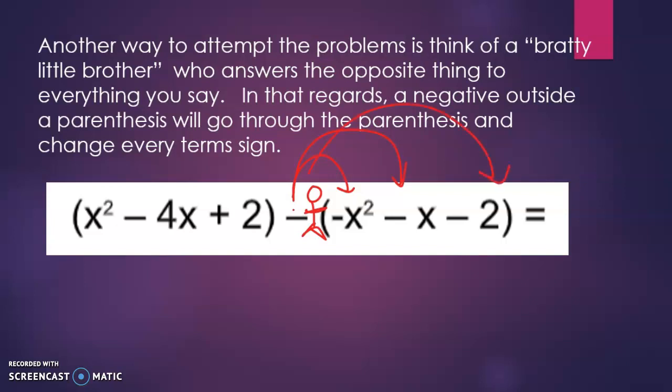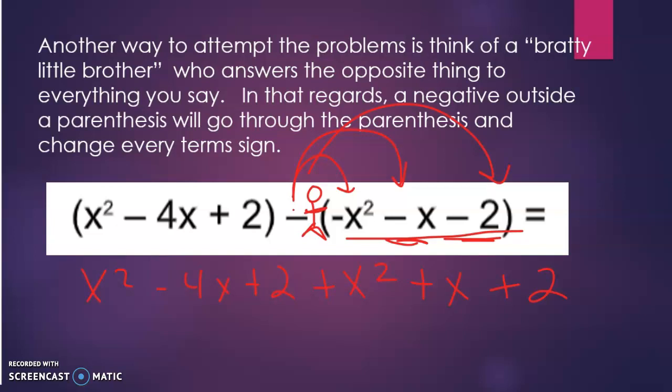That's what it does. So it is x squared minus 4x plus 2. When I look inside this parenthesis, that's a negative x squared, so it becomes a positive x squared. This is a negative x, so it's a positive x. And this is a negative 2, so it becomes a positive 2. Now it is again addition, and I combine like terms.